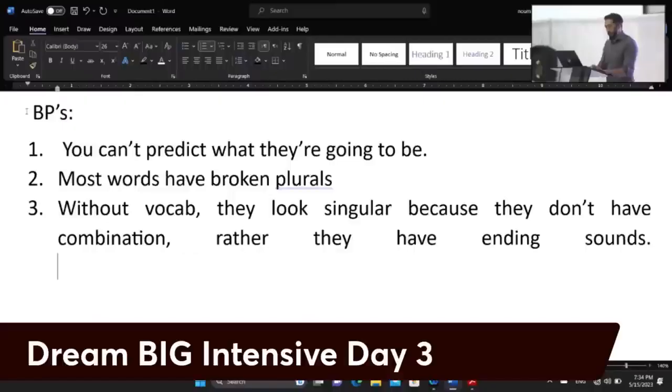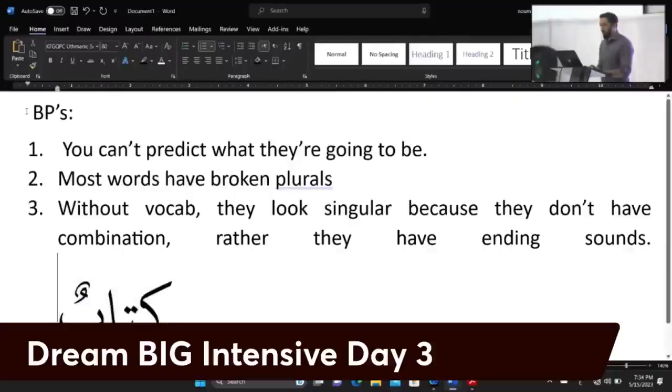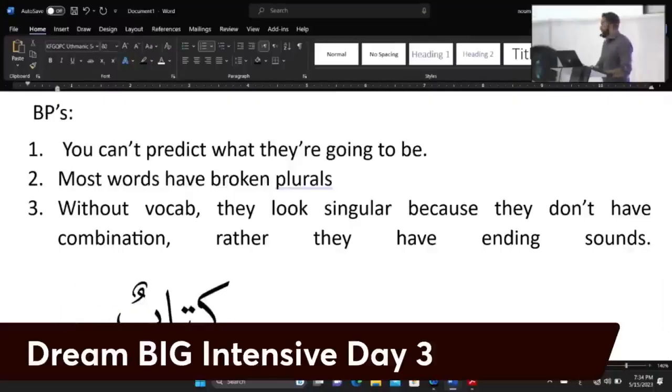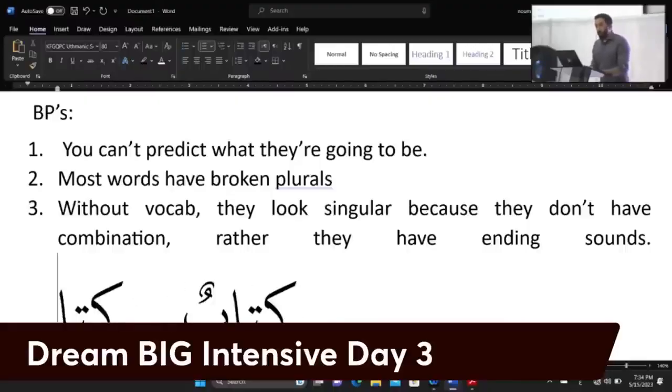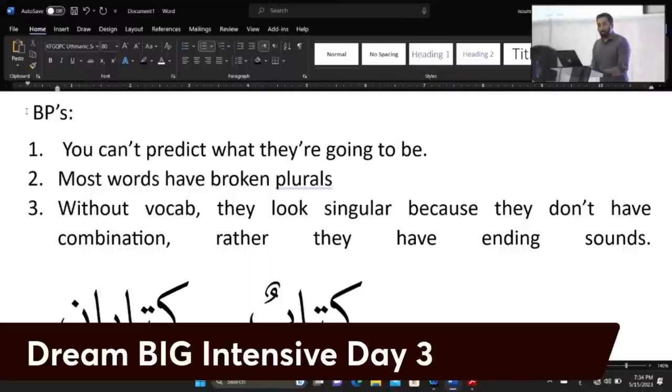So let me show you an example. Kitabun. Give me the rafa nasab jar of kitabun. Kitabun, kitaban, kitabin. The pair is kitabani, kitabaini, kitabaini. There's no such thing as a broken pair. That only happens in real life, not in grammar. So there's no broken pair. Pairs are pairs. Ani, aini, aini, always.